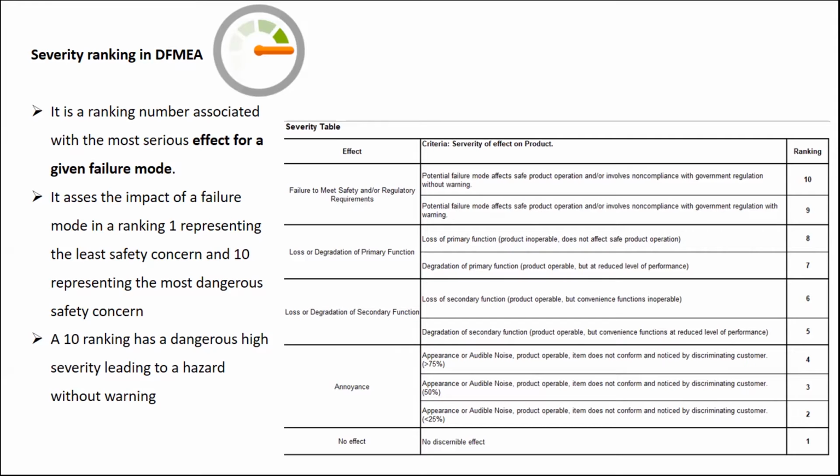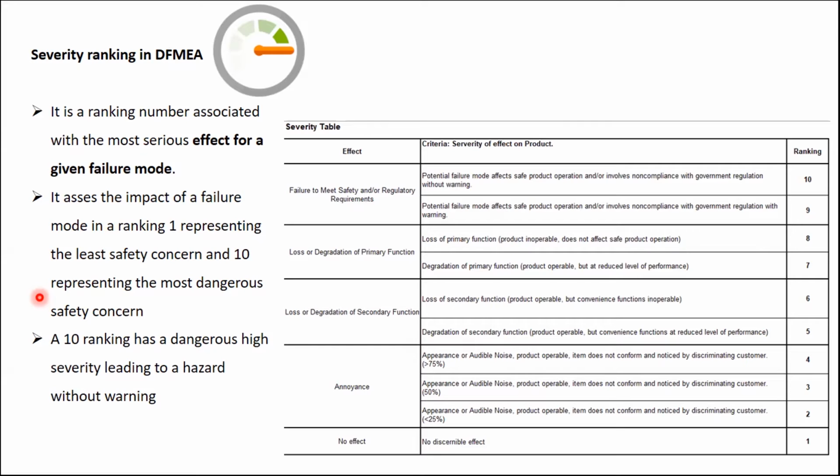So it is a ranking number associated with the most serious effect of a given failure. Severity is always looked at with respect to the effect that a failure mode can have in a design. It assesses the impact of a failure mode in a ranking, 1 representing the least safety concern and 10 representing the most dangerous safety concern. A ranking of 10 has a dangerous high severity, leading to a safety hazard without a warning.